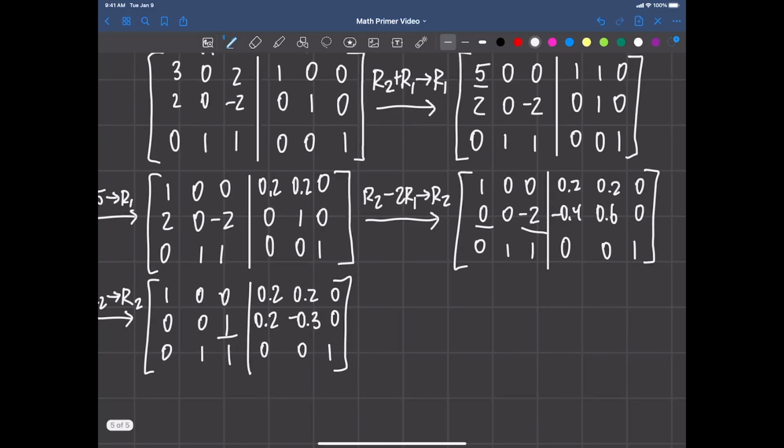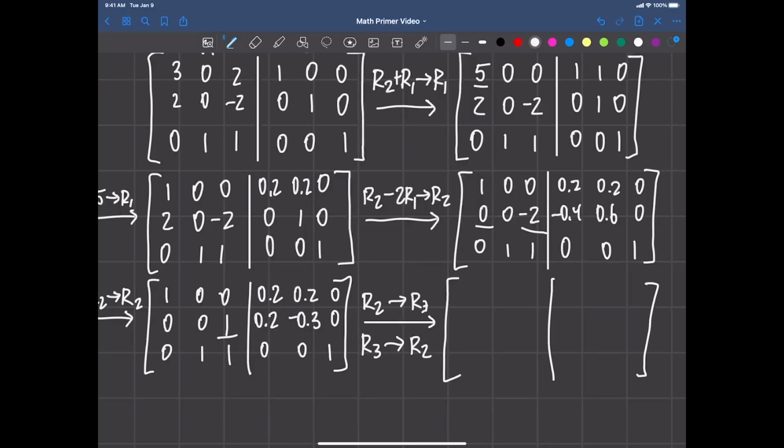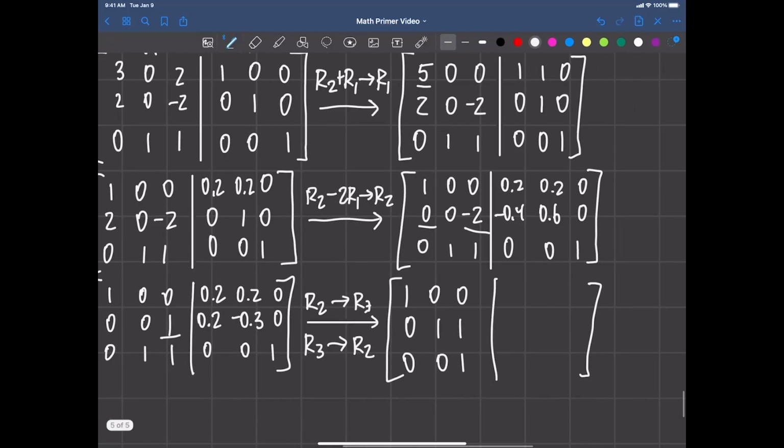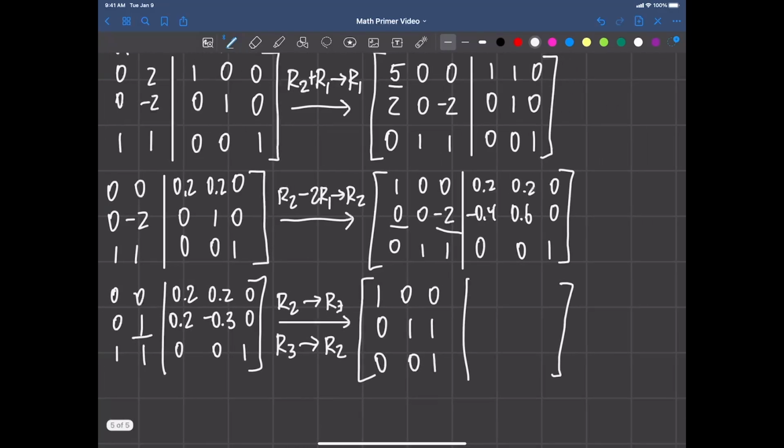So this negative 0.4 and 0.6 have been turned into 0.2 and negative 0.3. The next thing we're going to do is swap R2 and R3. So now it looks almost exactly like the identity matrix, except for this one over here. Do the same thing on the right side.